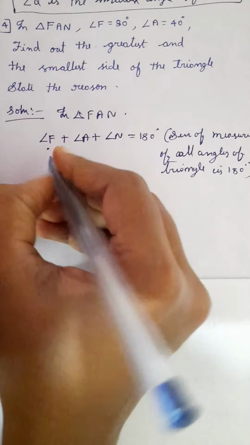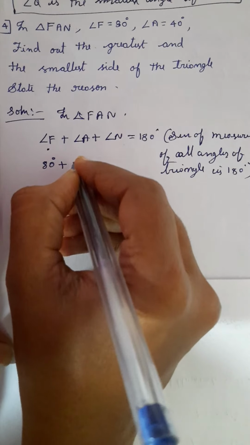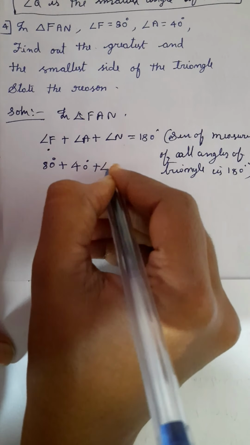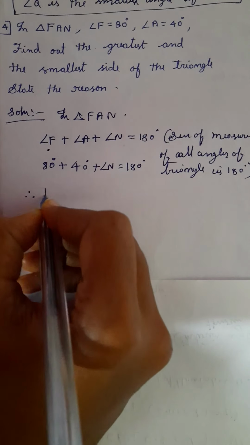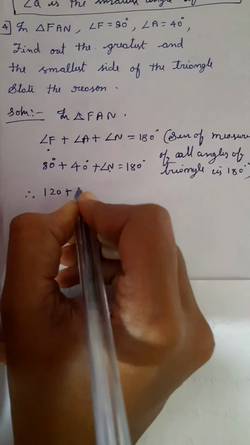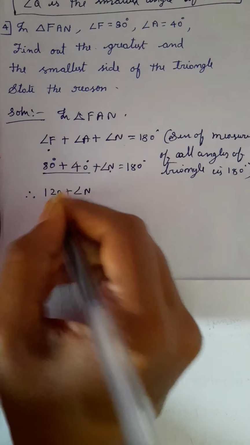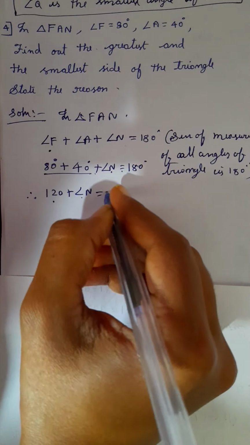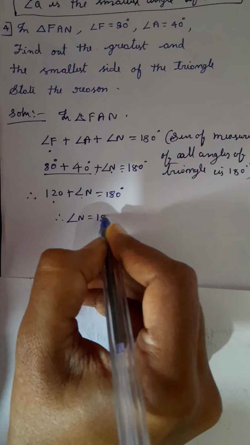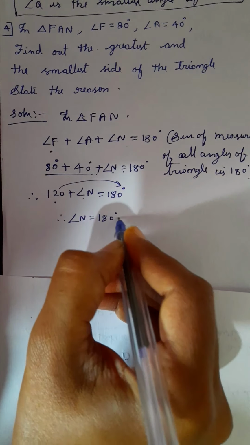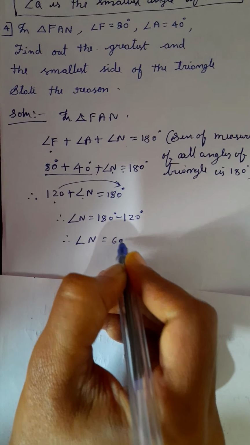Angle F is equal to 80 degrees. Actually, the given values we should write first. Angle A is 40 degrees plus angle N, not given, equal to 180 degrees. So therefore 80 plus 40 is 120, plus angle N, write as it is. Add these two, write below this plus N as it is, and 180 degrees also as it is. So next, angle N is equal to 180 degrees, and taking this 120 to this side, it becomes negative 120. Therefore angle N is equal to 60 degrees.